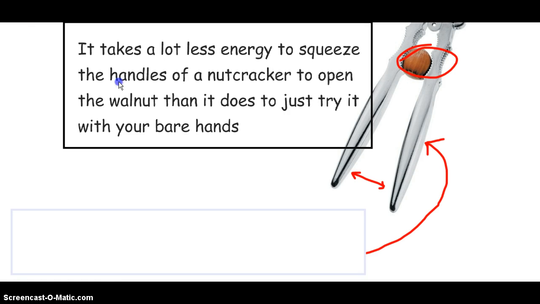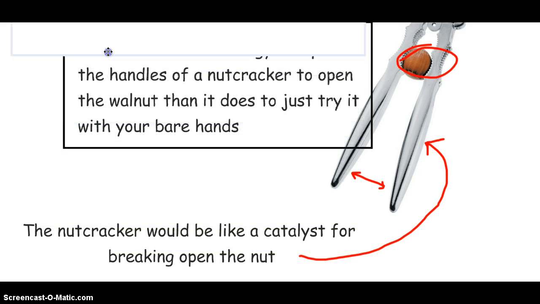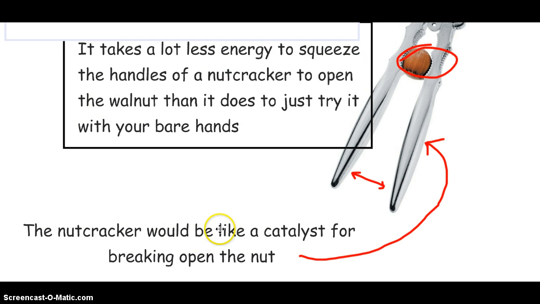And so in this case, we're looking at this nutcracker like a tool, just like a catalyst is. The nutcracker would be like a catalyst. It's our tool for breaking open the nut. It makes it easier. So catalysts are like tools that make it easier for chemical reactions to happen. It doesn't take as much energy. Okay? So now let's apply that to life, not just catalysts in general in any chemical reaction. This is things that happen in our bodies.